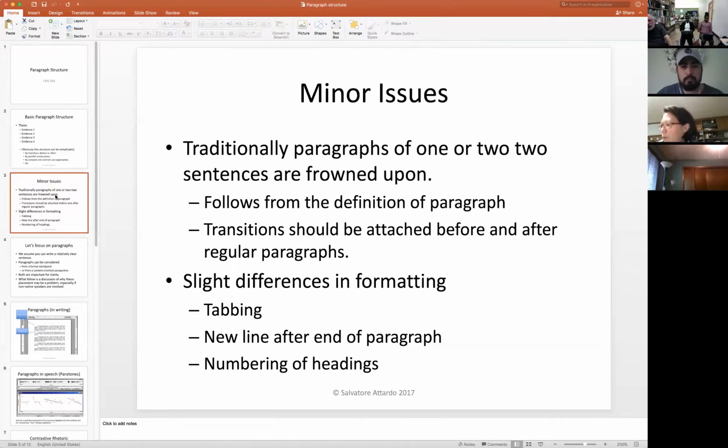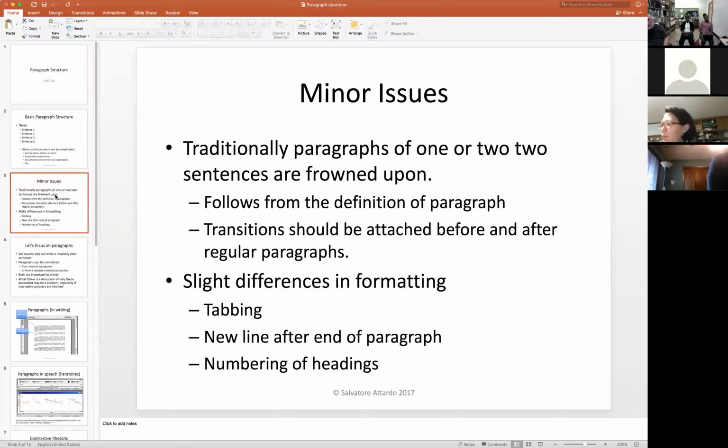Also, there are some differences in formatting that you need to look at. APA format may be different from what you were used to. So, for example, in some styles you tab at the beginning of a new paragraph. In other styles you don't. And the number of spaces that you tab. In some styles you put a new line at the end of the paragraph. In others you don't. So again, you need to sort of see what it is.